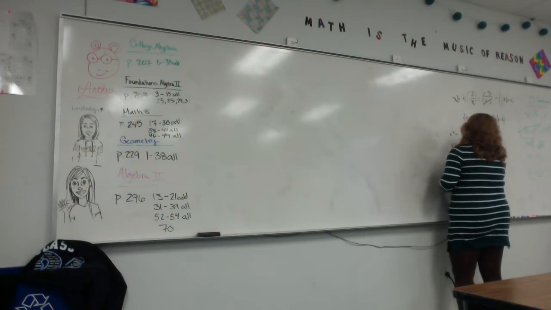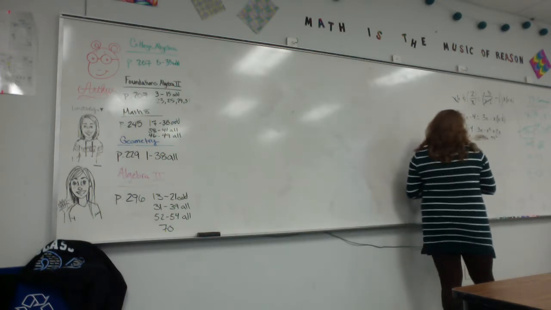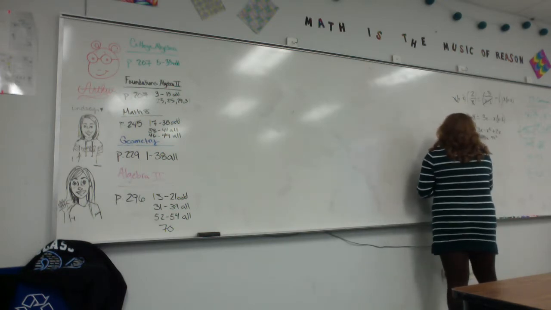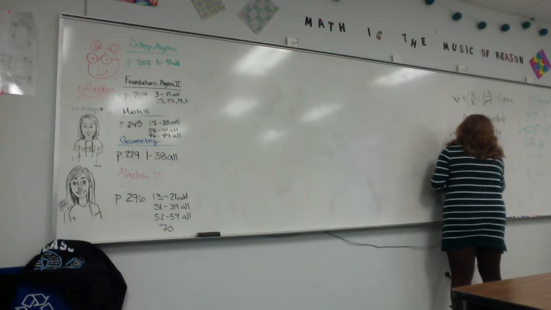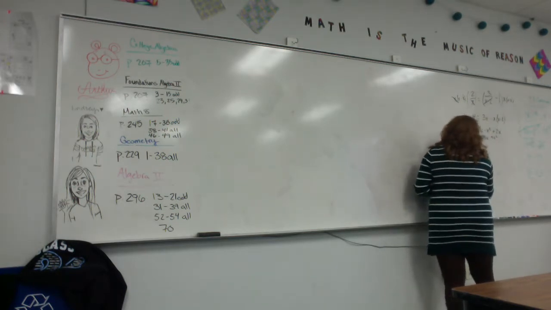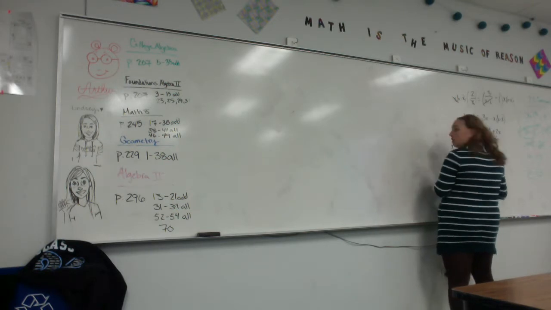So you end up getting x squared minus 3x minus 4 equals 0. So if I do x minus 4, x plus 1 equals 0, I can factor: x equals 4 or negative 1.